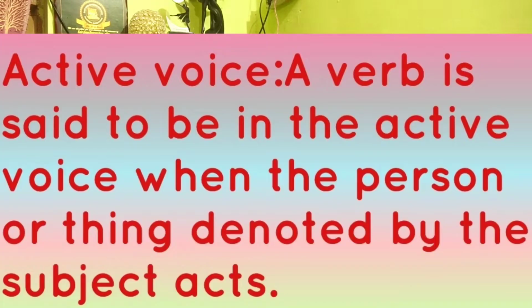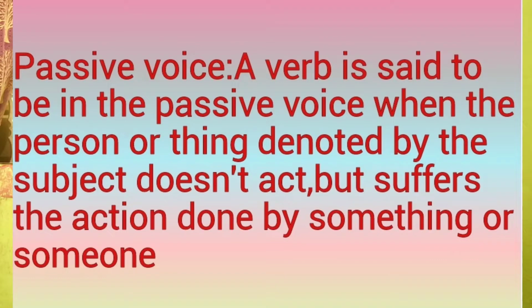What is an active voice? A verb is said to be in the active voice when the person or thing denoted by the subject acts. And the definition of passive voice is: a verb is said to be in the passive voice when the person or thing denoted by the subject doesn't act, but suffers an action done by something or someone. Like, I'll give you an example. There is a sentence, I write a letter.